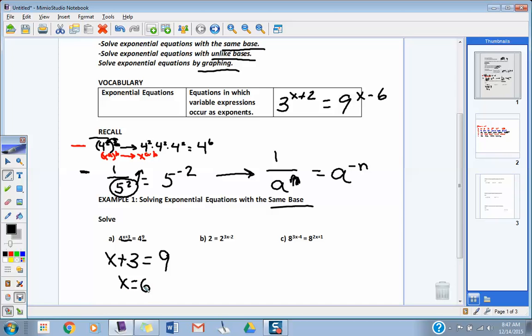And check it out, guys. If I throw 6 in up here, what's 6 plus 3? 9. So this means 4 to the 9th equals 4 to the 9th. Would you guys agree that those are 2 equivalent expressions? Yeah. That's pretty easy. So when bases are the same, this is very easy. Just set the exponents equal to each other.